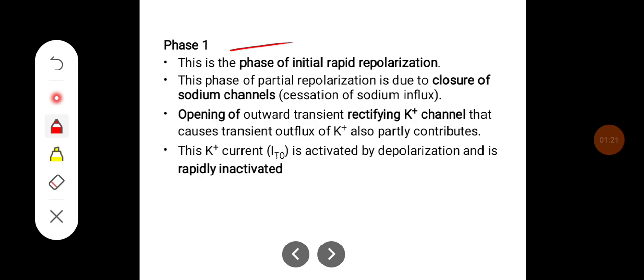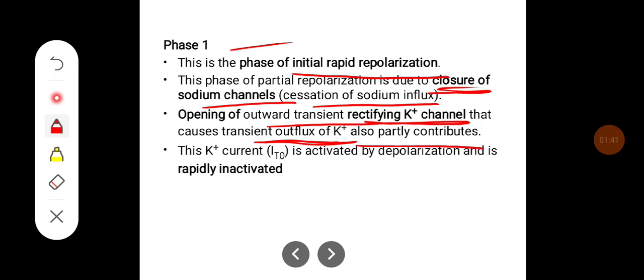Phase 1 is the phase of initial rapid repolarization. In this phase, partial repolarization is due to closure of sodium channels, that is cessation of the sodium influx, and opening of the outward transient rectifying potassium channel that causes transient outflux of potassium, which is also going to contribute. So this potassium current is activated by depolarization and is rapidly inactivated.